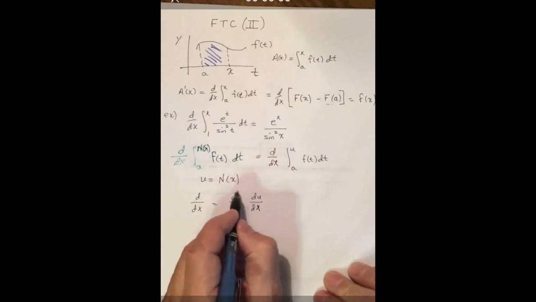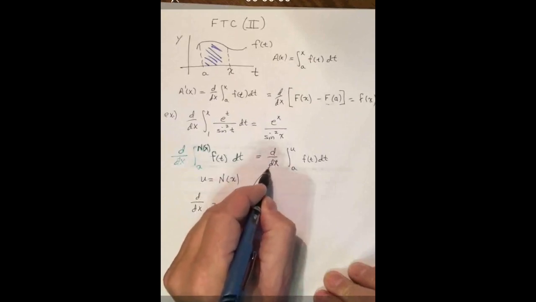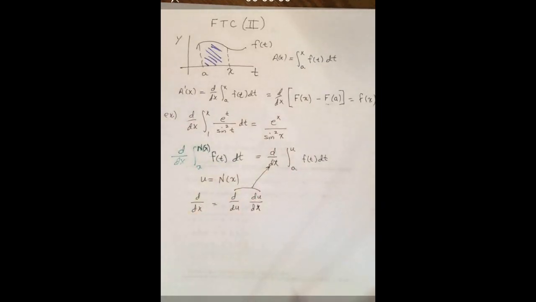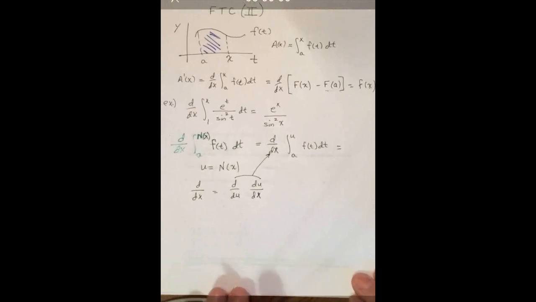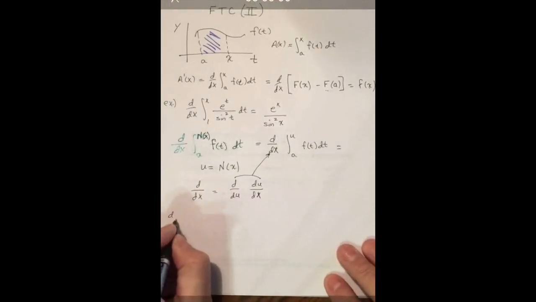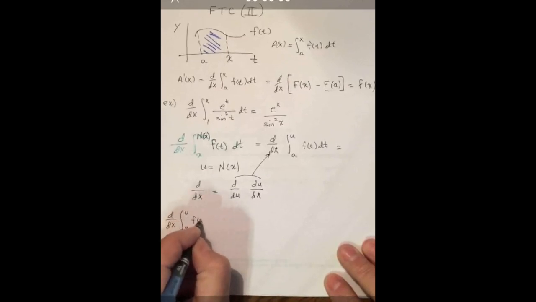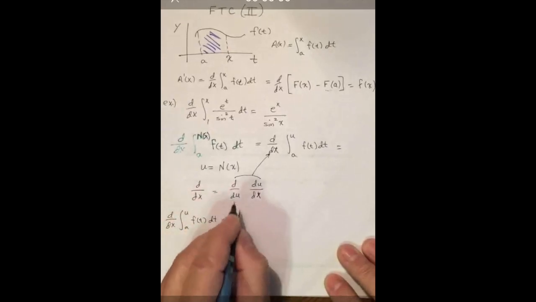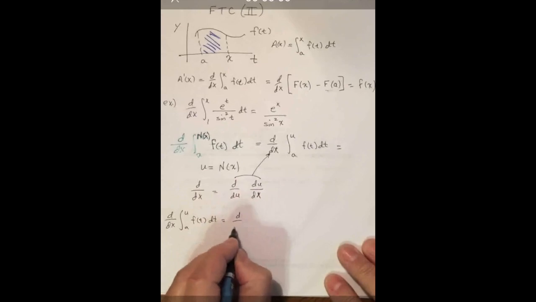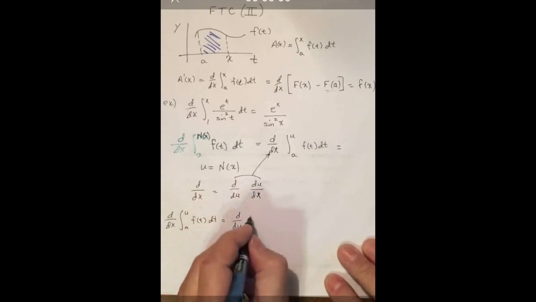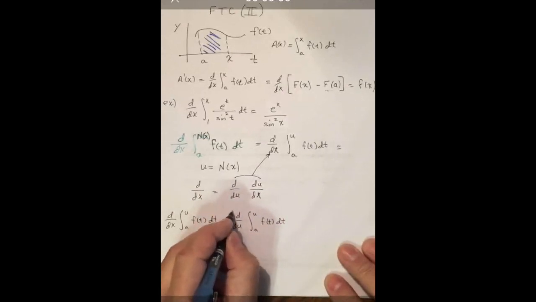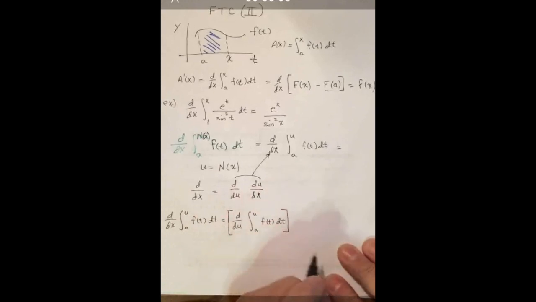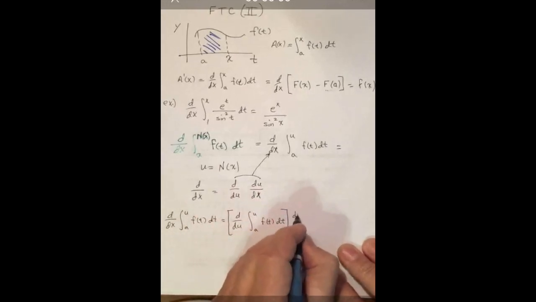Then what we're going to do is take this and plug right there, except we're going to split them up. So let's write equals here. We'll have the derivative with respect to x of the integral from a to u of f of t dt. And then we're going to put this one first: the derivative with respect to u of the integral from a to u of f of t dt. Now I'm going to put some brackets around this, and then I'm going to put this term outside here.